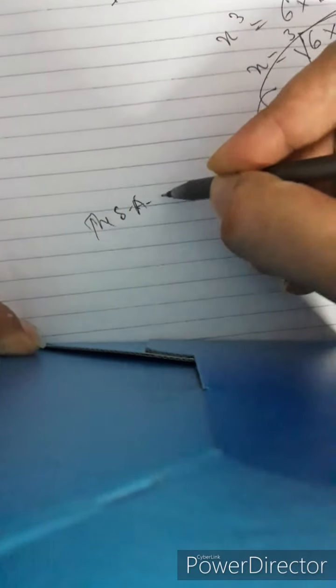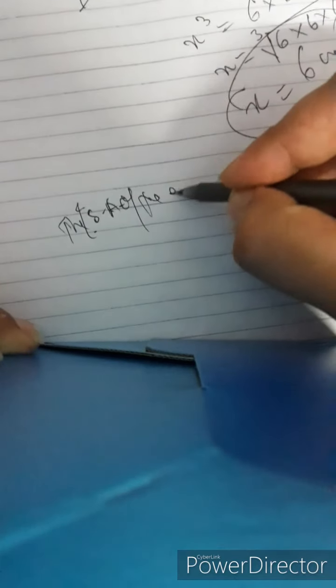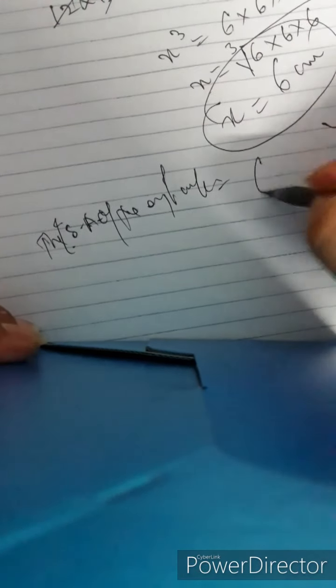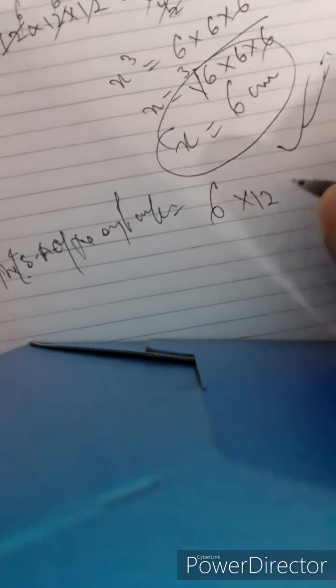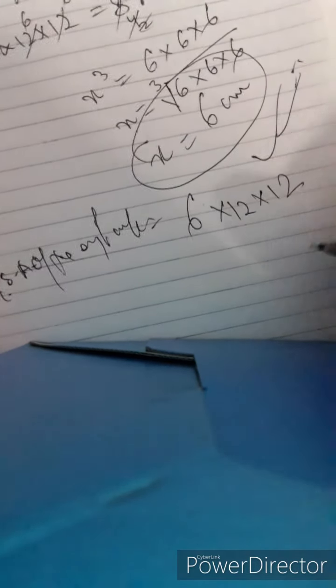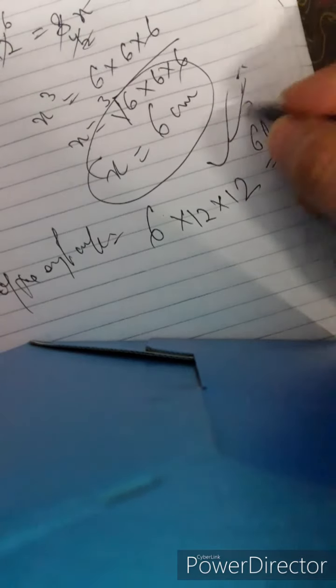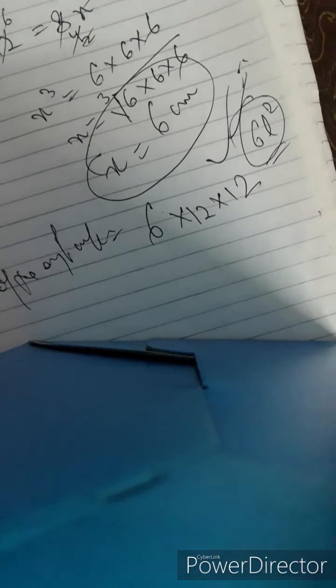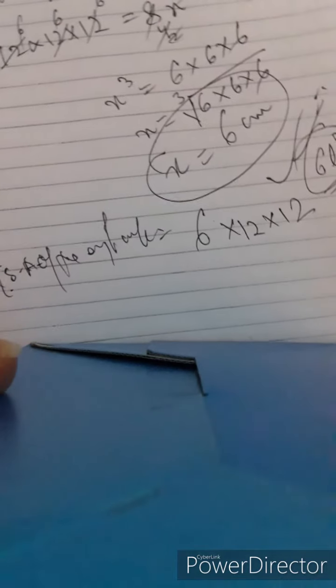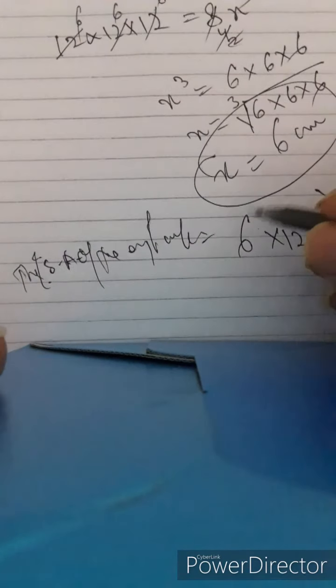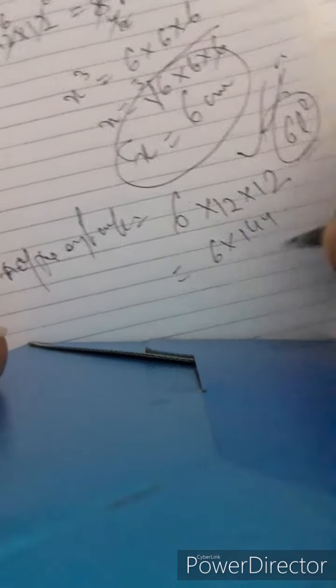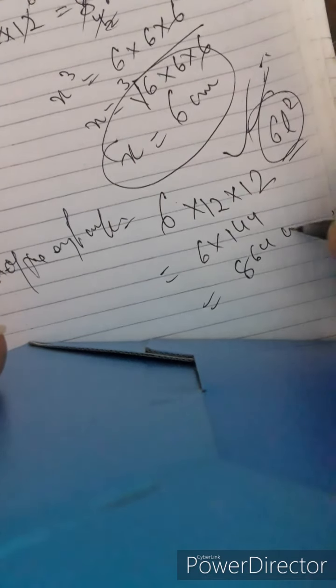So the total surface area of the original cube is 6 into side into side, the side was 12 centimeters, so 6 into 12 into 12, that is 6l square. The formula for total surface area of cube is 6l square. So 6 into 12 into 12, that is 6 into 144, equals 864 centimeters square.